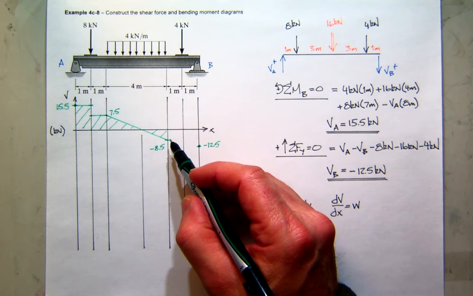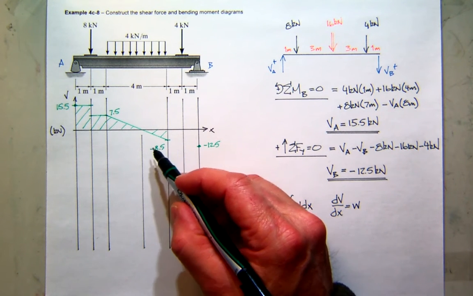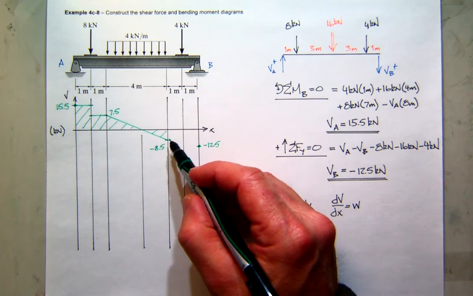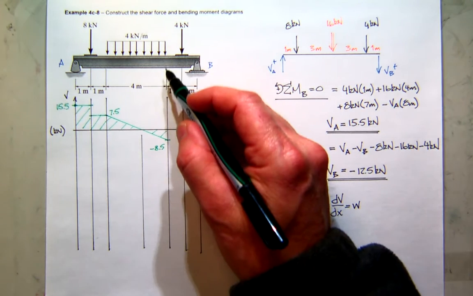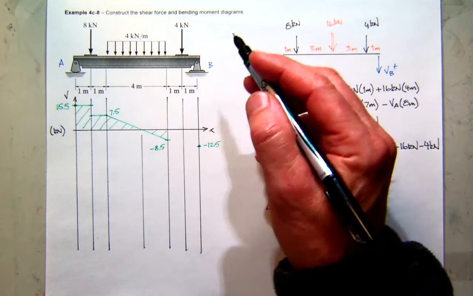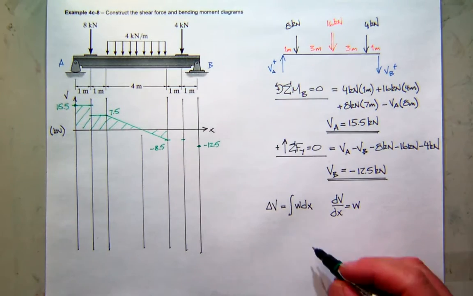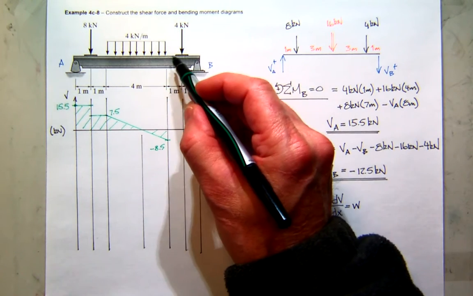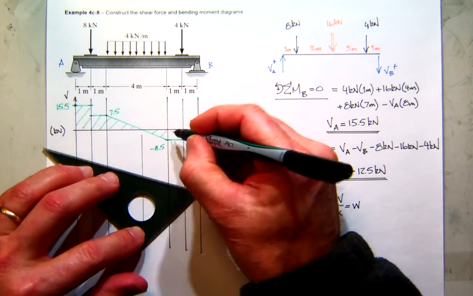So starting here at 6 meters in, where our shear is currently negative 8.5, how much does it change over the next meter? Well, change is the area in the load curve. So let's see how much the load curve changes. What's the area in the load curve on the next meter? 0. So no change. Still negative 8.5. And of course, the slope of that curve is given by the load. And we just looked at it. The load is 0, so 0 slope is a horizontal line.